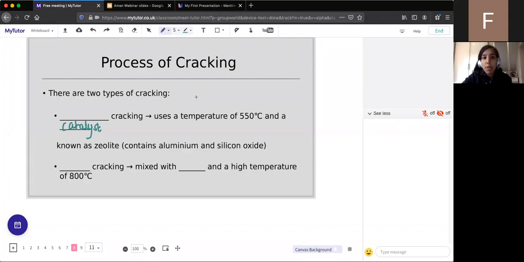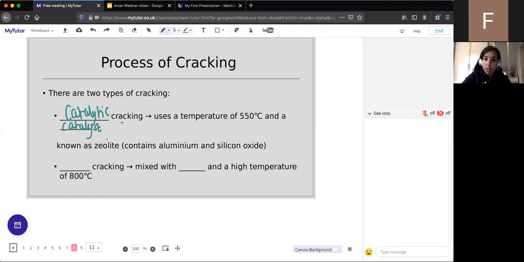Any idea what that type of cracking is called? If it's got a catalyst in it, what do you think we might call it? Yep, catalytic. Well done, everyone that gave me that answer. Excellent. Really good job. So catalytic cracking uses a temperature of 550 degrees and a catalyst, which is always pretty much zeolite, and zeolite contains aluminium and silicon oxide. You don't need to know for exam questions what it contains, but you do need to know the catalyst, and you do need to know that there are 2 types of cracking.